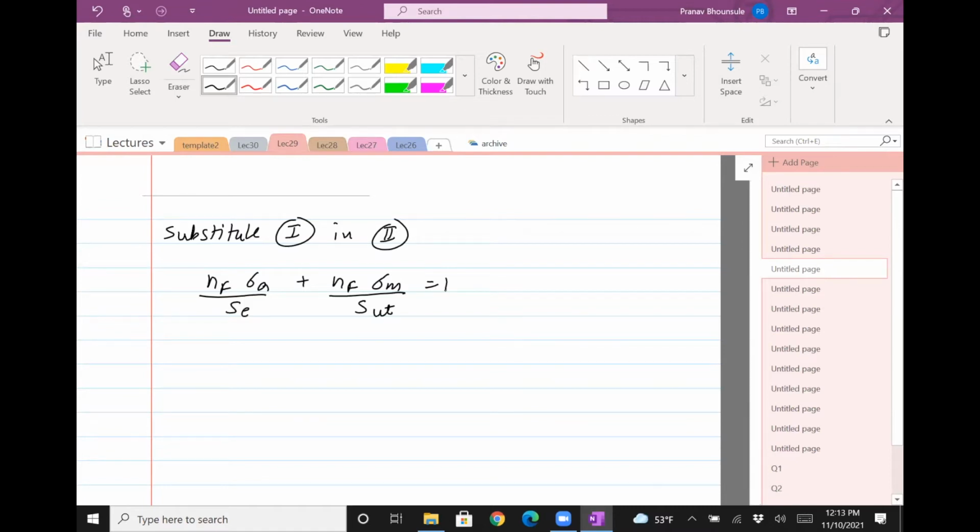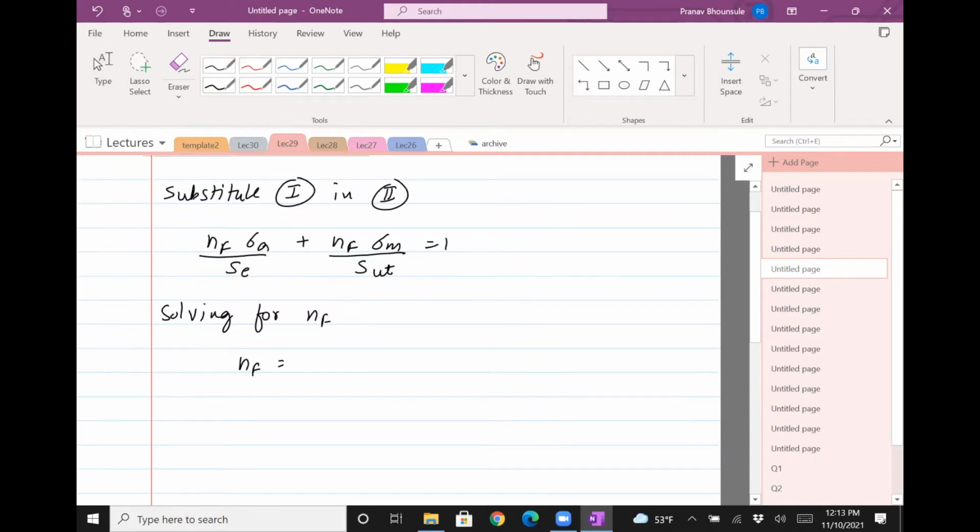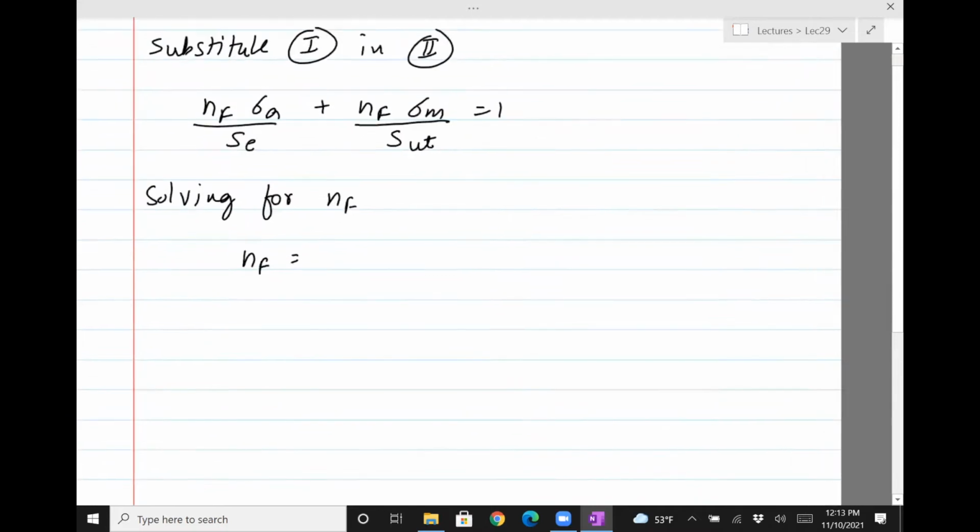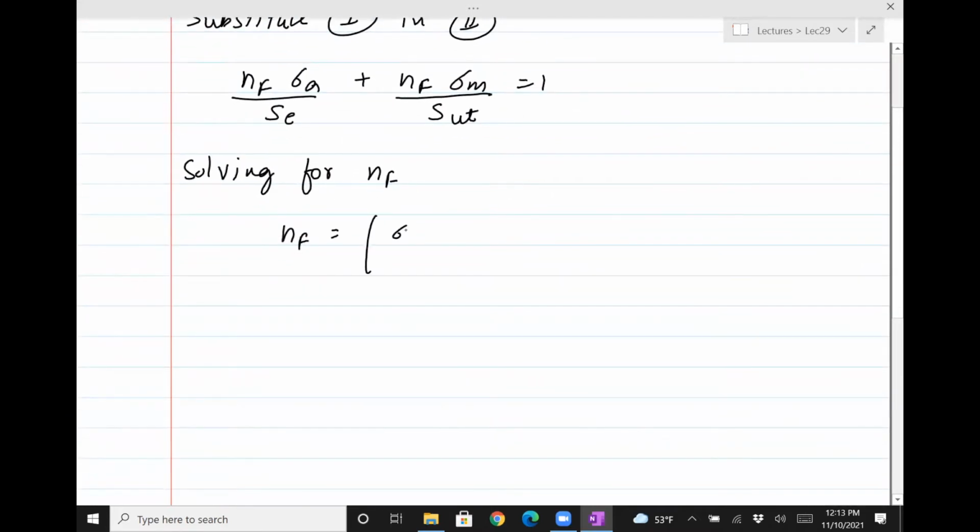We can do a little bit of manipulation on this equation and solve for nf. Solving for nf, we have nf equals sigma a divided by SE plus sigma m divided by SUT, all to the negative first power, and this is for sigma m greater than 0. As you saw, that plot was on the right side of the first quadrant.